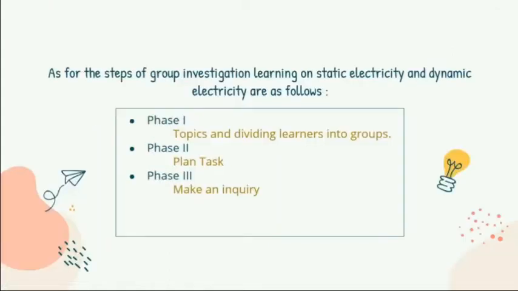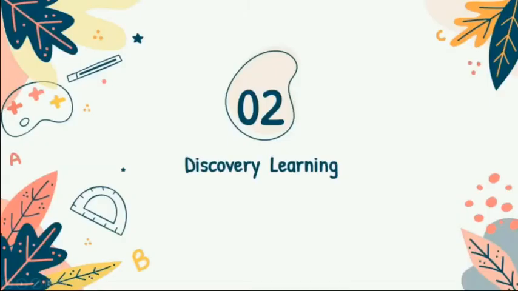As for the steps of group investigation learning on static electricity and dynamic electricity, they follow 3 phases. The first phase is topic and dividing learners into groups. The second phase is planning, and the third phase is making an inquiry. The second topic is discovery learning.